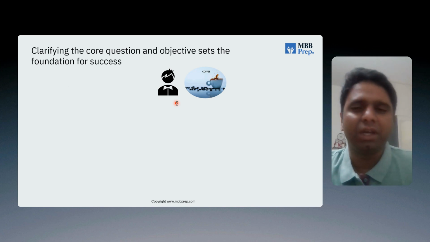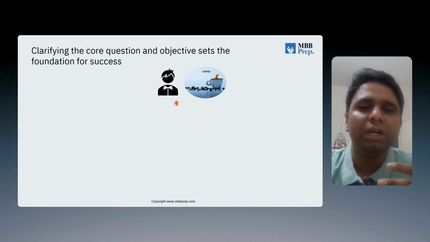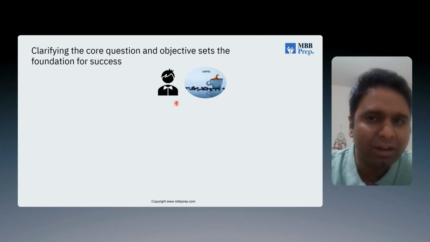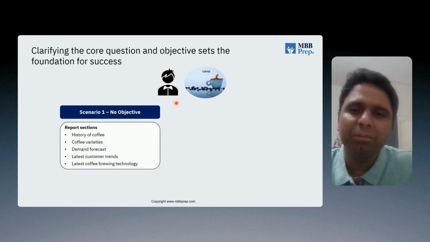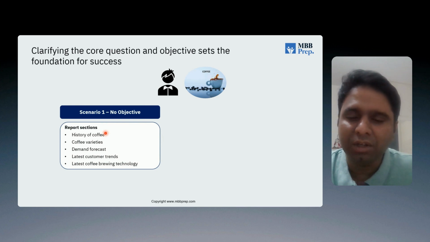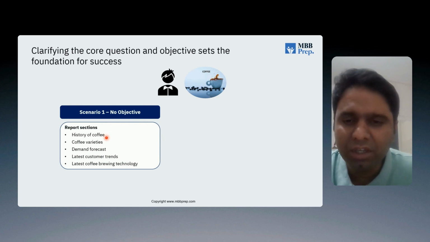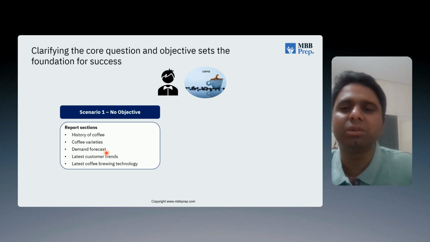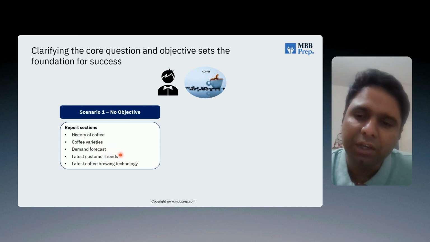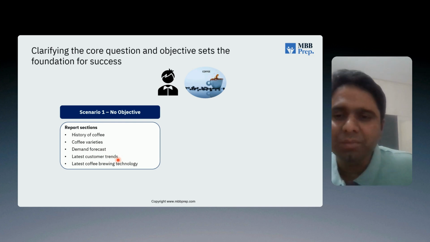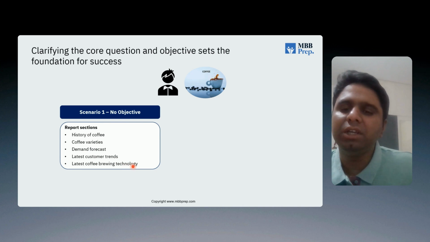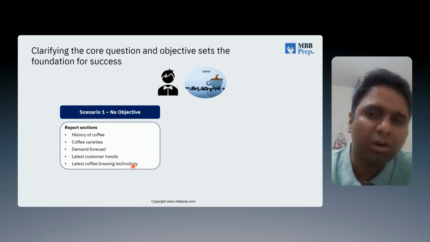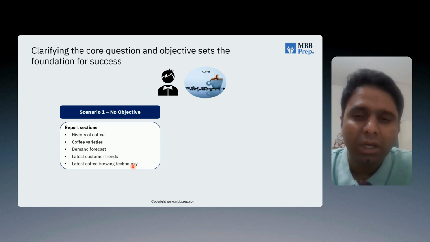So what does Jamie do? Jamie spends the whole weekend working on a general report about the coffee market. He might be covering sections like the history of coffee and coffee varieties. Then he looks at the demand forecast, and let's say he includes a page on it. Then he compiles some key customer trends, and also upcoming coffee brewing technology that a lot of new age coffee companies are using.